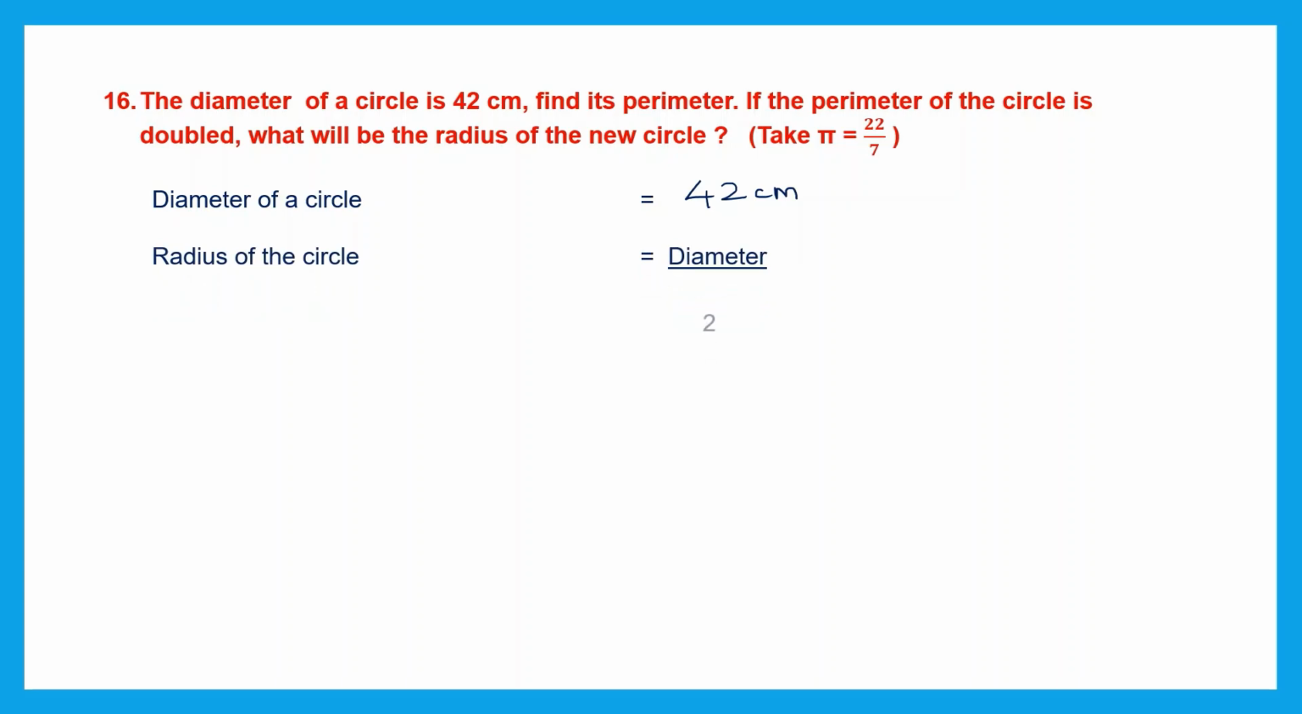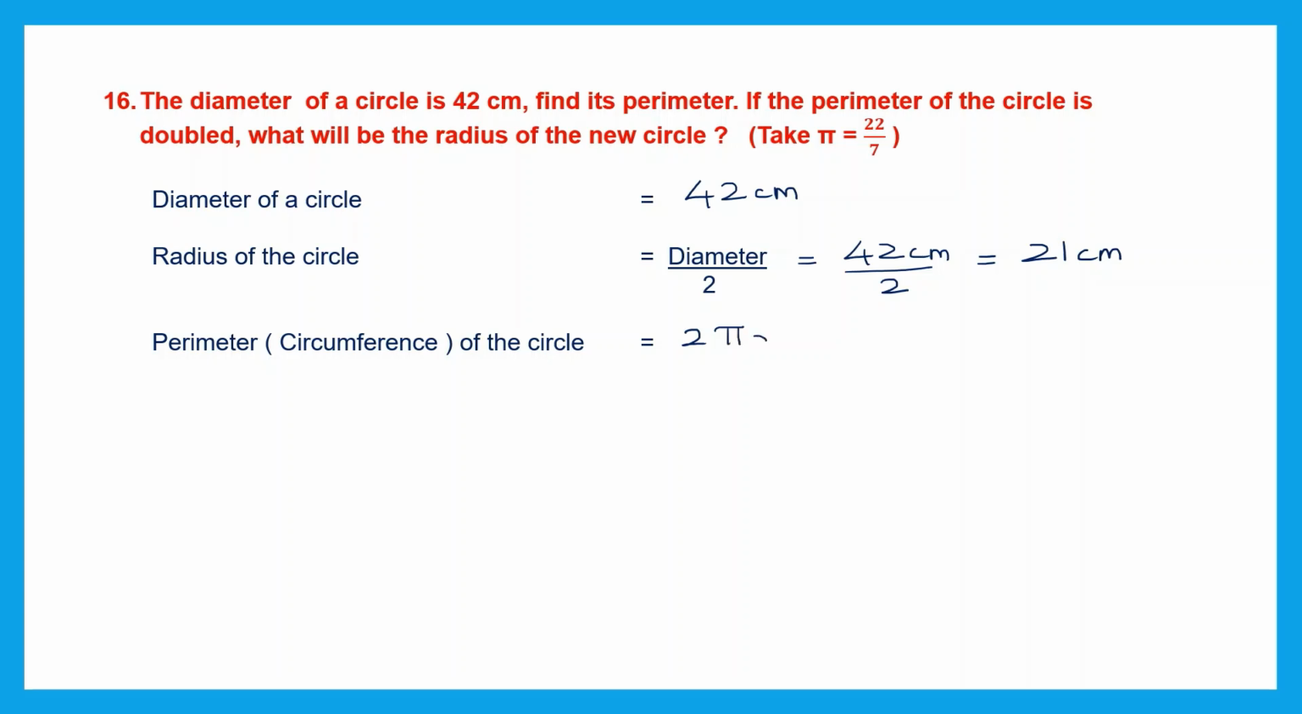The radius is diameter by 2. This is how we find the radius. The formula is diameter by 2. So 42 centimeters is the diameter divided by 2. 42 divided by 2 is 21. 21 centimeters. This is the radius of the circle. Now we can find the perimeter of the circle. What is the formula? 2 pi r. That means 2 into pi, and pi is 22 by 7, into r, which is the radius, and we found out to be 21 centimeters.